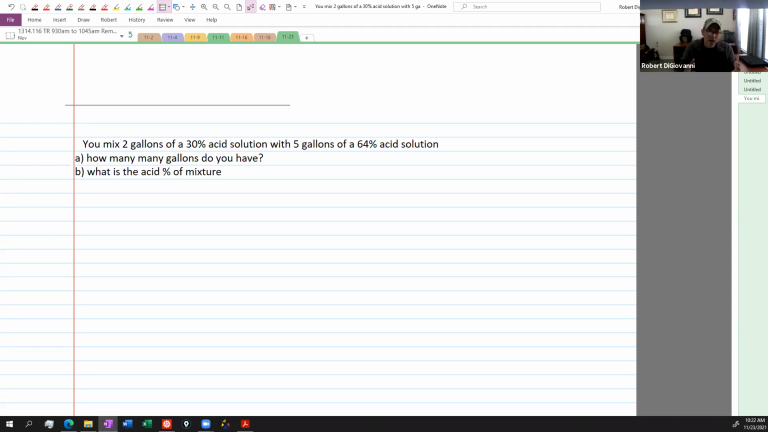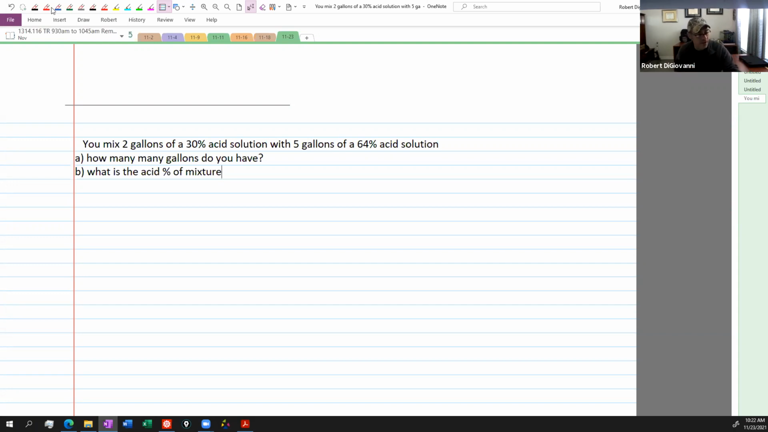So it's the same problem like we just did, except instead of using apple juice and water, I'm doing 2 different acid solutions. One of them is 30% acid, the other one's 64%, and we're mixing them together, not equal amounts. We're doing 2 gallons of the 30% and 5 gallons of the 64%. And then we're stirring it up. And we're saying, okay, in the end here, how much do we have? And what is the acid percentage for it?